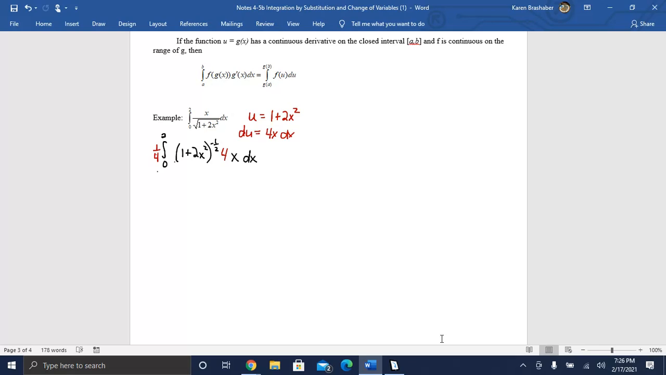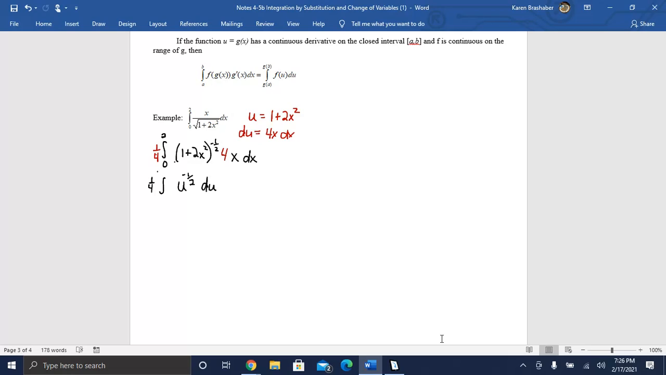But now my next line, I'm getting ready to rewrite this in terms of the u now. So I'm going to leave off my limits of integration because I'm going to have to adjust those. So my 1 plus 2x to the second is now u. This is u to the negative 1/2 power. And then my 4x dx is my du. So I have something nice and simple that I can integrate.